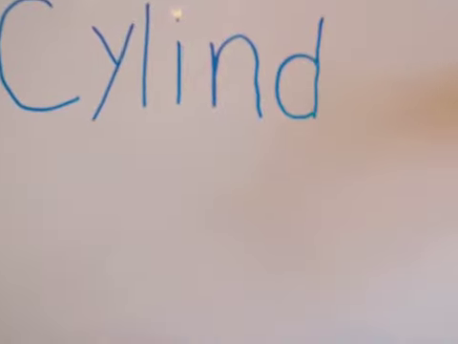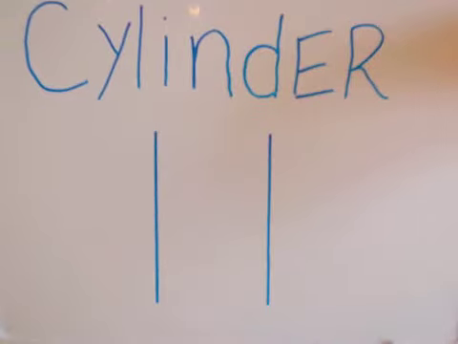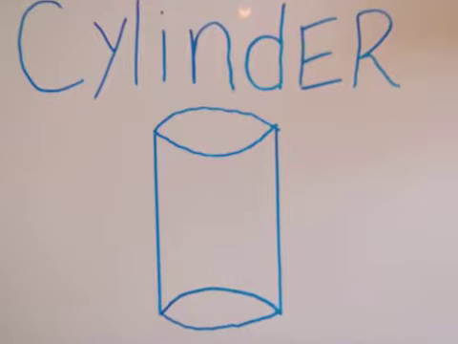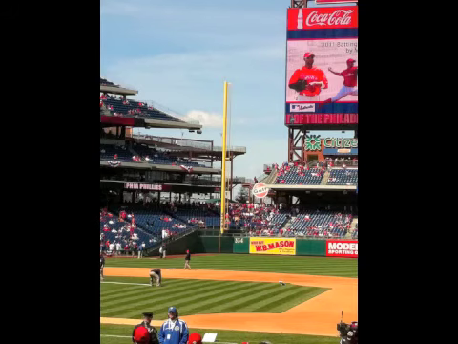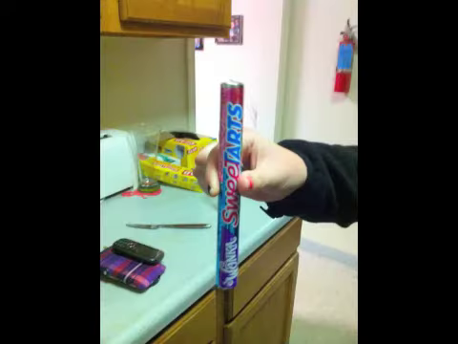The last and final shape that we are going to talk about today is called the cylinder. We see cylinders everywhere, all around us every day. And here are some examples of cylinders. The first example is the foul pole at a baseball stadium. Second is a can of Pringles. Third, paper towels. Fourth, candy like these sweet tarts.